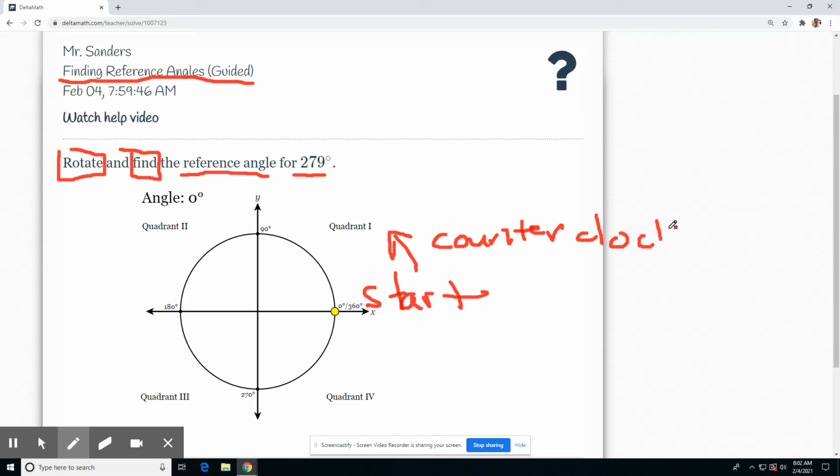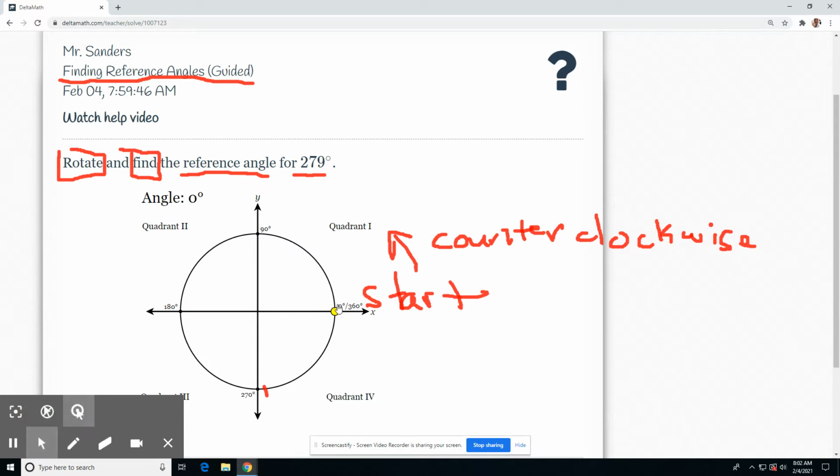Counterclockwise. Clockwise. And we can look at it in different directions as we get more advanced. But for now, let's just start simply. So we would travel around. Here's the 90 degree. Here's the 180 degree. Here's the 270 degree. So 279 would be somewhere about right here.